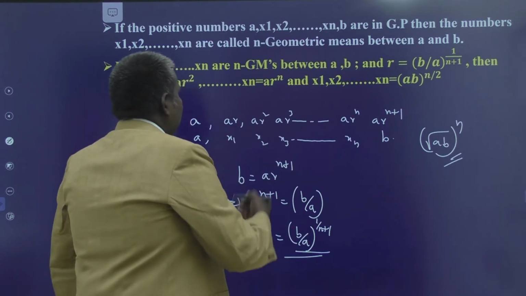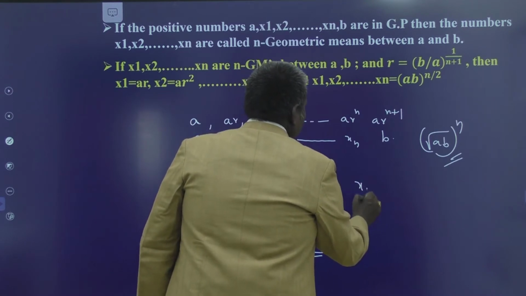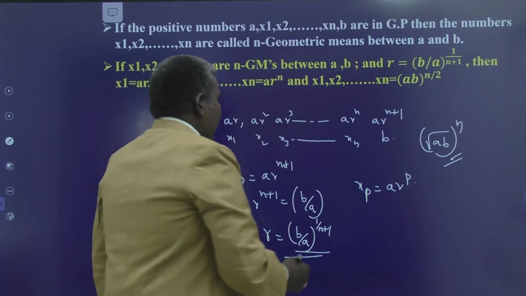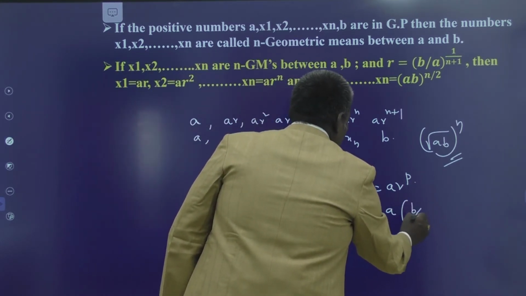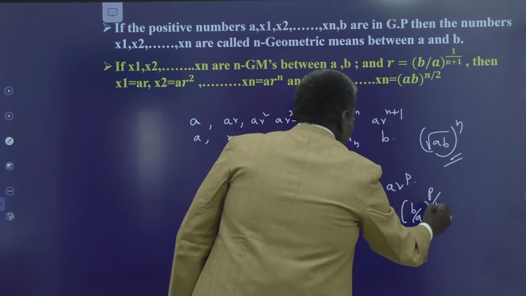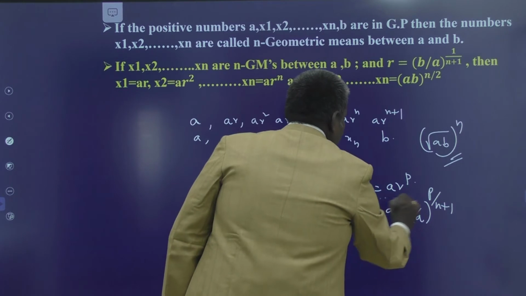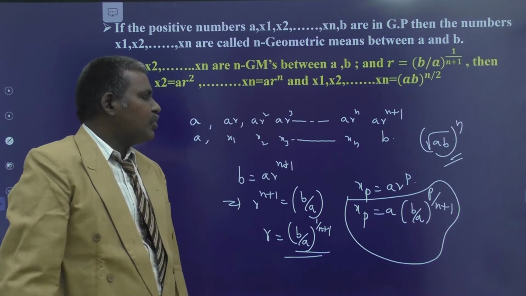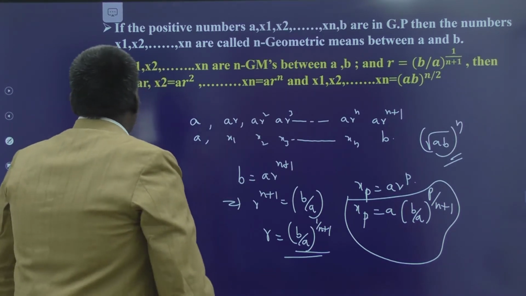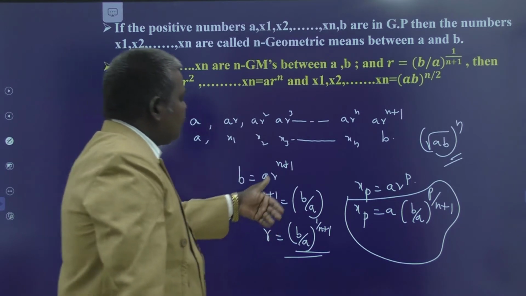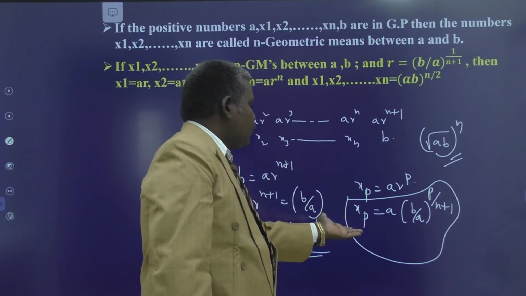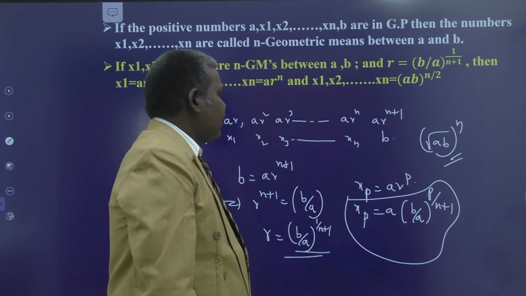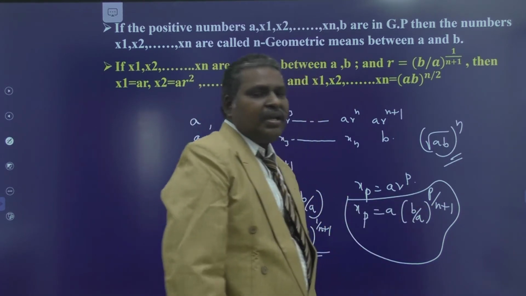Can I write the pth geometric mean or not? The pth geometric mean xp is equal to ar power p. What is my r value? a into (b by a) whole to the power of p by n plus 1. This is my xp. The pth geometric mean xp is equal to a into (b by a) whole to the power of p by n plus 1. Now you are in a position to write any geometric mean. So xp, the pth or kth geometric mean, is immediately obtained by a into (b by a) whole to the power of p by n plus 1.